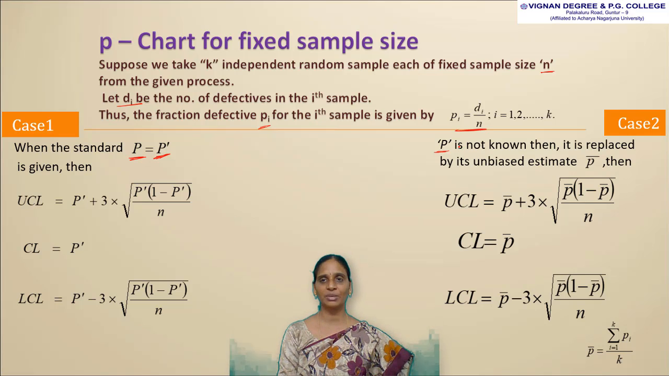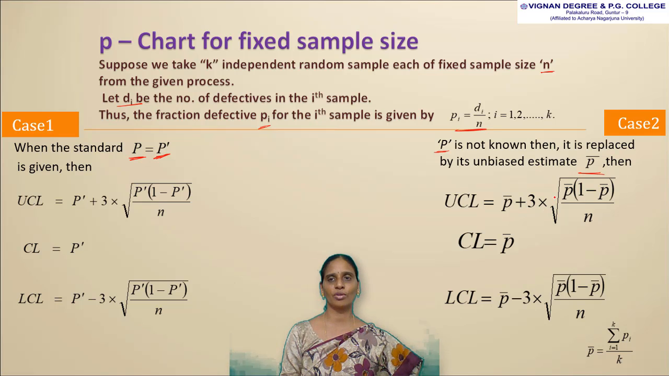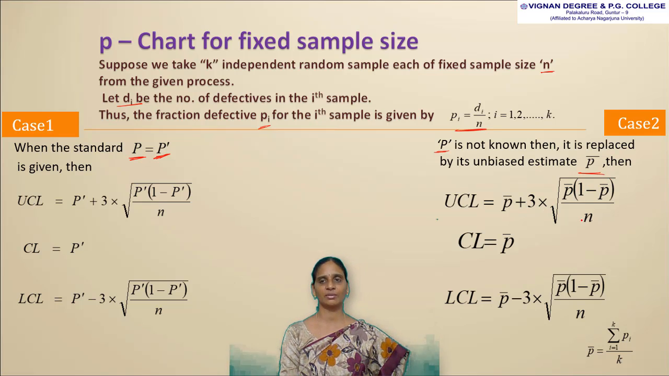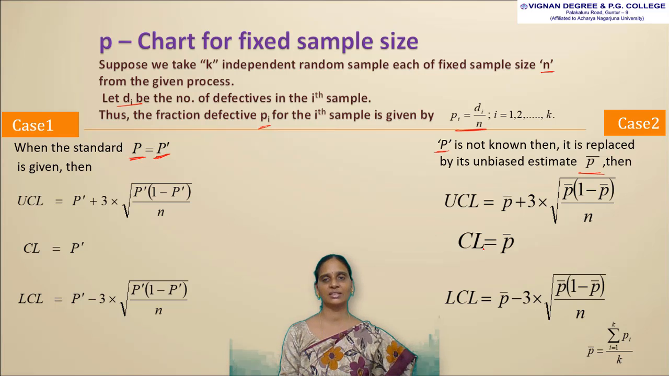Then the capital P value is replaced by its unbiased estimator, that is P bar. So then the 3 sigma control limits for P chart for fixed sample size are: the upper control limit UCL is equal to P bar plus 3 into square root of P bar into 1 minus P bar divided by N. The central line CL is equal to P bar and the LCL, that means the lower control limit, is equal to P bar minus 3 into square root of P bar into 1 minus P bar divided by N.